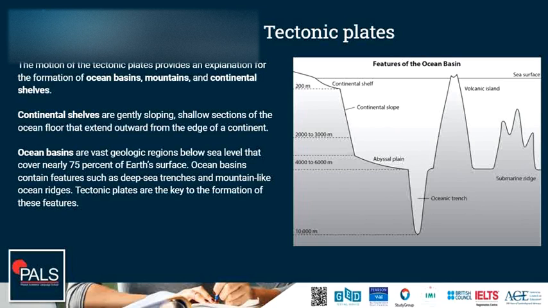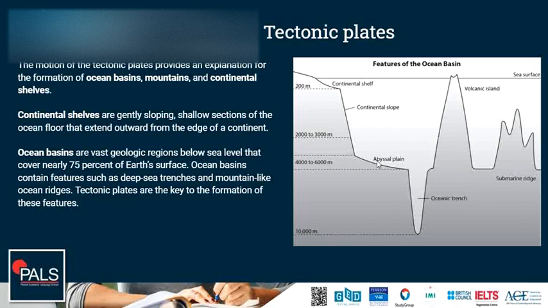The motion of the tectonic plates provides an explanation for the formation of oceanic basins, mountains, and continental shelves. Continental shelves are gently sloping, shallow sections of the ocean floor that extend outwards from the edge of a continent, which we can see up here. The water depth is usually to a maximum of 200 meters before the continental slope, where the depth drops to several thousand meters down to the abyssal plain.